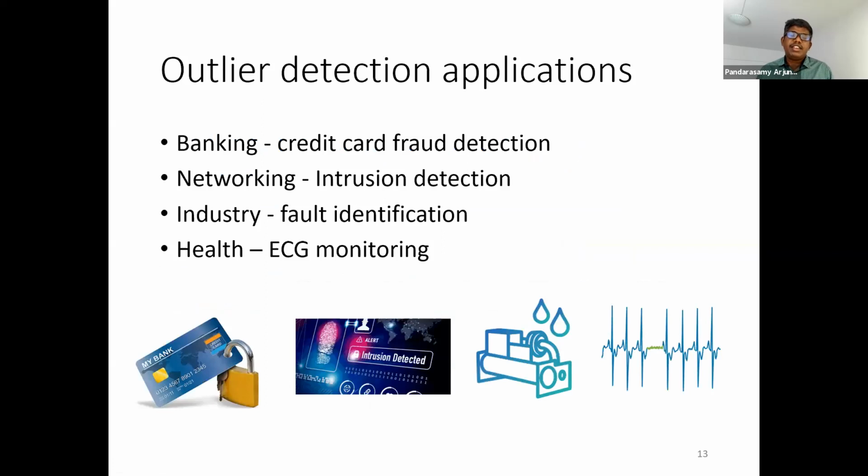Okay, let's see what the applications of outlier detection are. Some of the applications include credit card fraud detection. Let's say we keep on using a credit card, and all of a sudden the bill is higher for some reason, or somebody might have stolen our credit card and is using it for other expenses. In banking, they use outlier detection methods for detecting such frauds. In networking, particularly, people use outlier detection methods for intrusion.